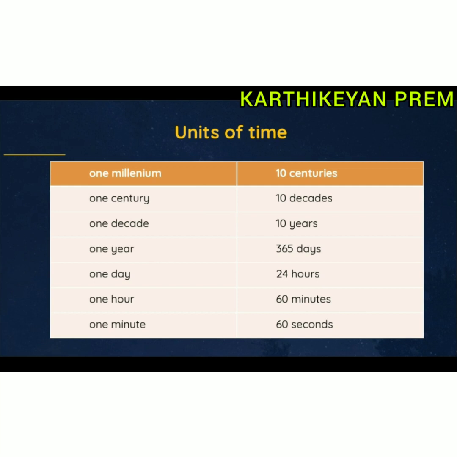Units of time. 1 millennium equals 10 centuries. 1 century equals 10 decades. 1 decade equals 10 years. 1 year equals 365 days. 1 day equals 24 hours. 1 hour equals 60 minutes. 1 minute equals 60 seconds.